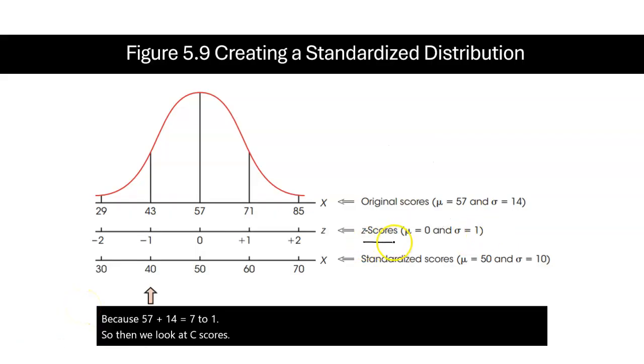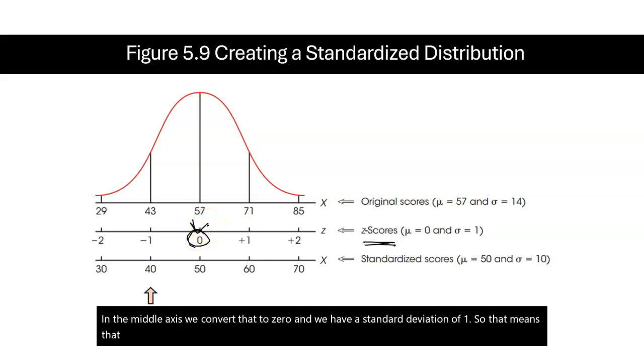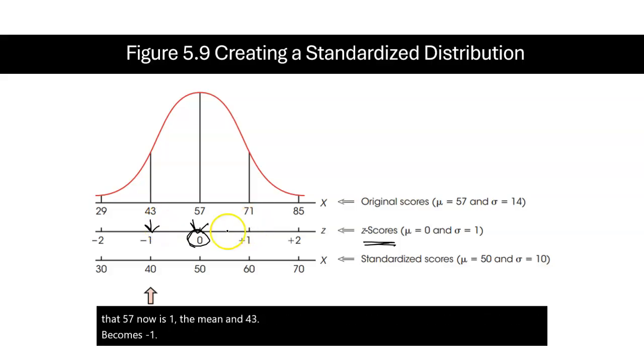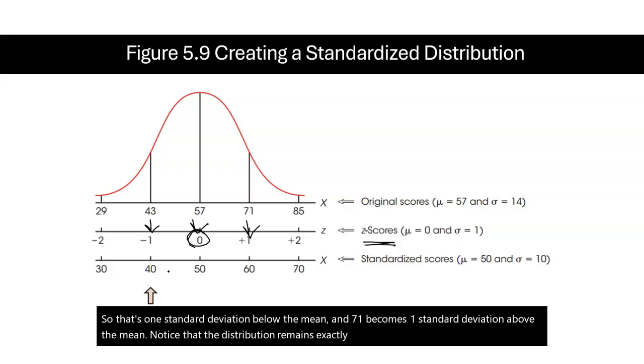Then we are looking at z-scores. In the middle axis, we convert that to 0, and we have a standard deviation of 1. So that means that 57 now is 1, the mean, and 43 becomes negative 1. So that's 1 standard deviation below the mean, and 71 becomes 1 standard deviation above the mean. Notice that the distribution remains exactly the same, although we've changed the labels on the axis.